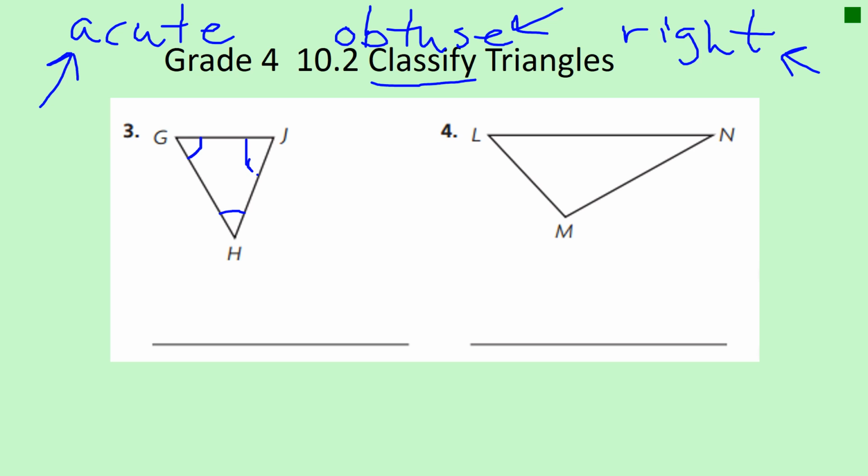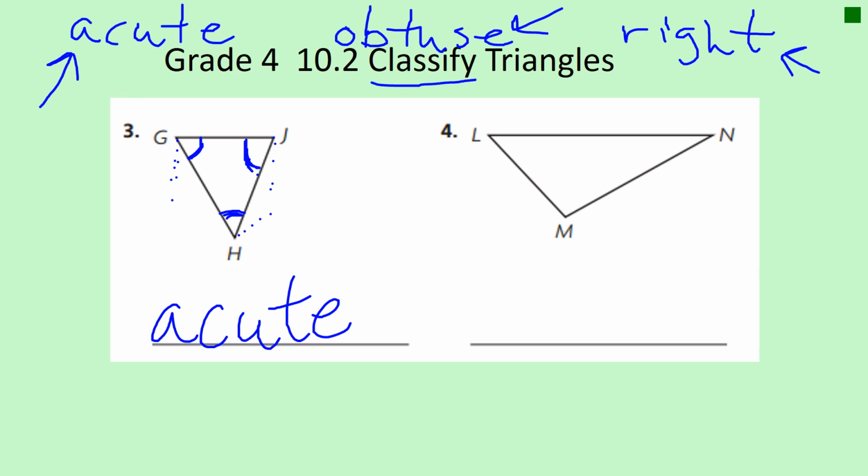So if I looked at this angle and this angle and this angle, I would notice that none of them, I'll do like a little dotted line where a right angle would maybe be. None of them are right angles, and none of them are greater than right angles. Those are three acute angles. So triangle 3 is an acute triangle. All acute angles make an acute triangle.